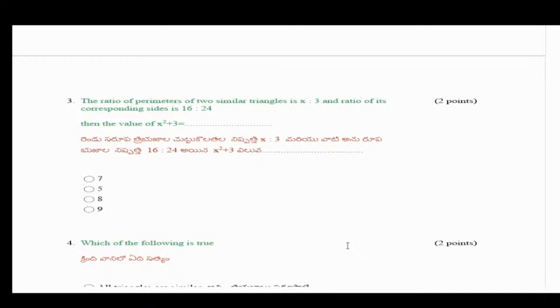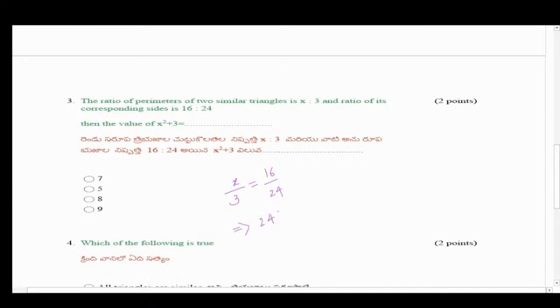రెండు సరూపు త్రిభుజాల చుట్టుకొలతల నిష్పత్తి x is to 3 మరియు వాటి అనురూప భుజాల నిష్పత్తి 16 is to 24 అయితే x స్క్వేర్ ప్లస్ 3 యొక్క వాల్యూ ఎంతో ఫైండ్ అవుట్ చేయమన్నాడు. We first need to find the value of x. We know that the ratio of perimeters of two similar triangles is equal to the ratio of corresponding sides. Therefore x by 3 is equal to 16 by 24. So this implies cross multiplication.